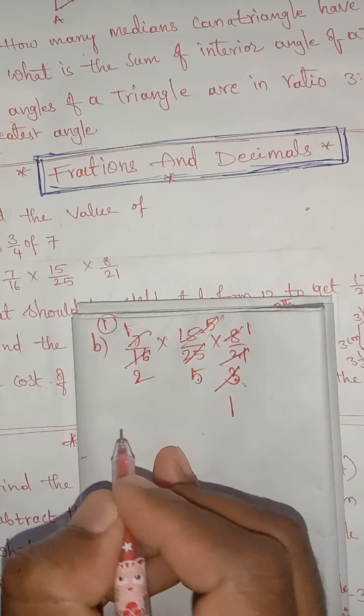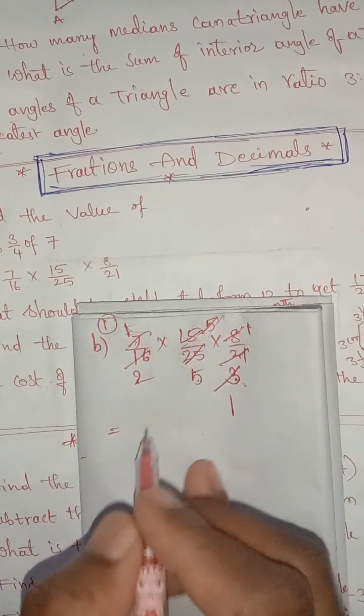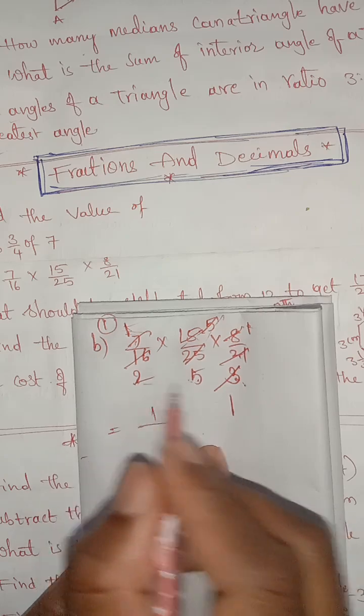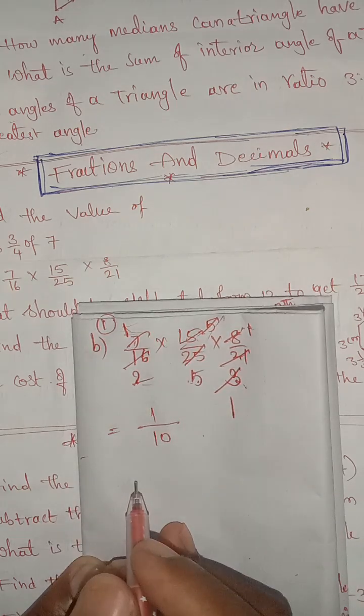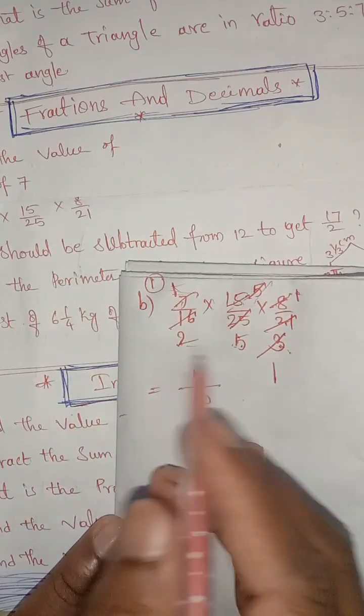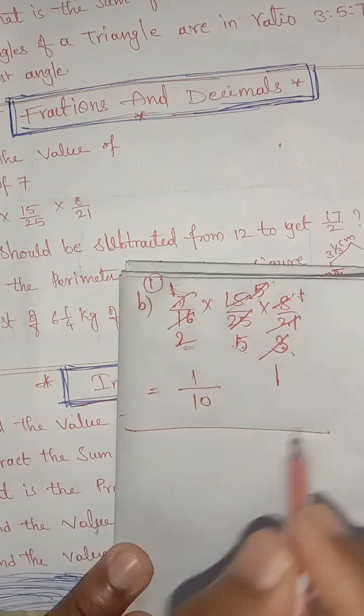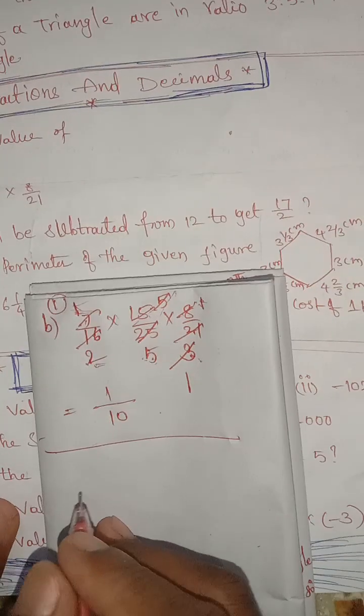So remaining answer here, numerator 1 1 1. So 1 ones are 1, by 5 twos are 10. So 1 by 10 is the final answer. B1 final answer 1 by 10. So 2 fives are 10, 1 ones are 1. Next one, question number 2.